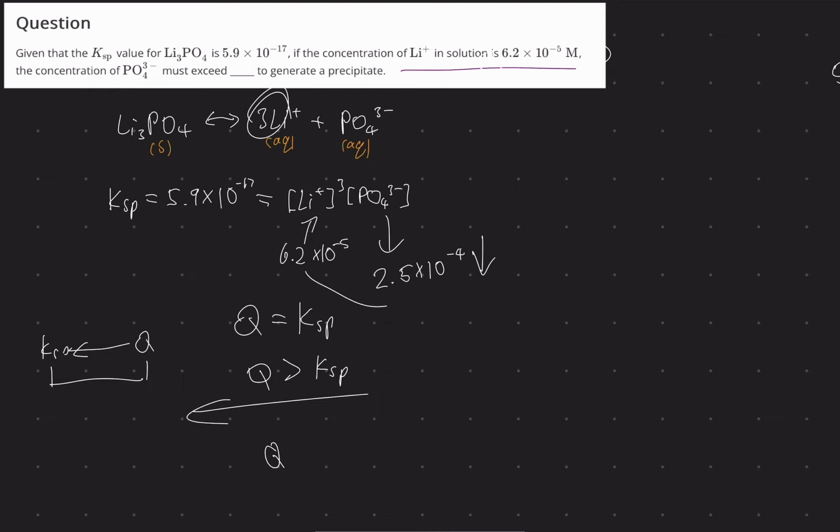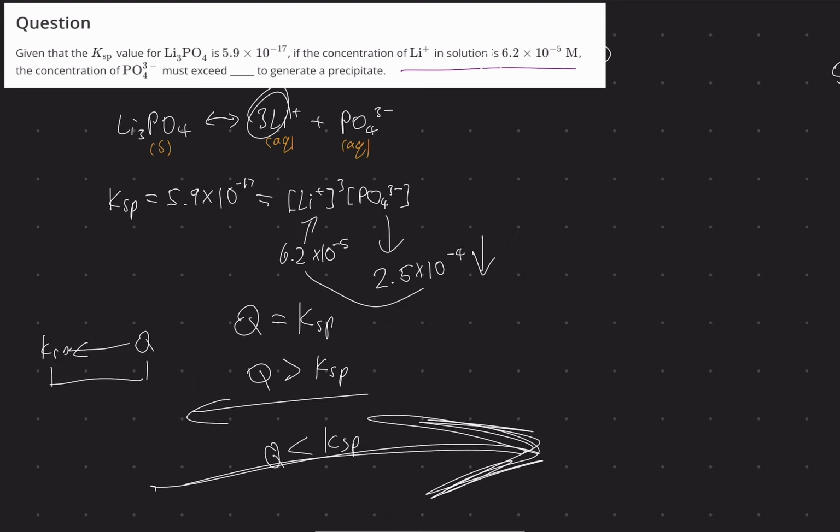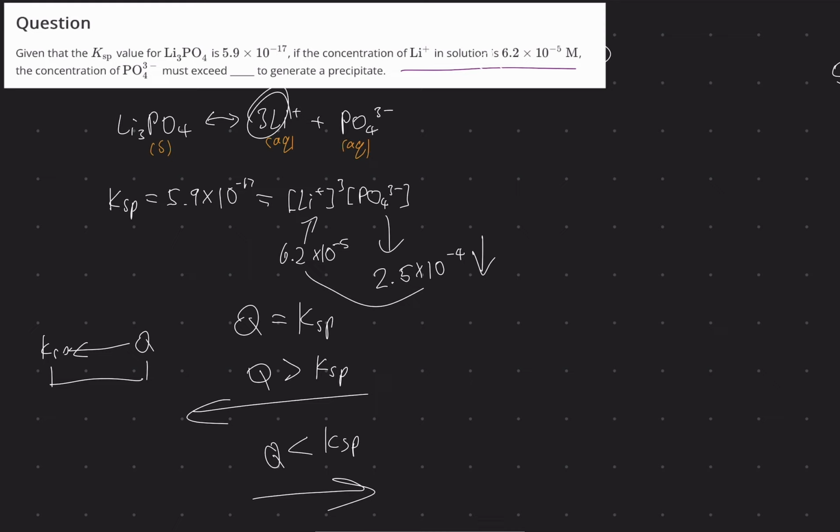But instead of this, if you had less of this, then Q, when you multiply these two numbers, would be less than KSP. And so the reaction would shift to the right. Okay. And so that means more of this would be created. And that means the salt will dissociate more.